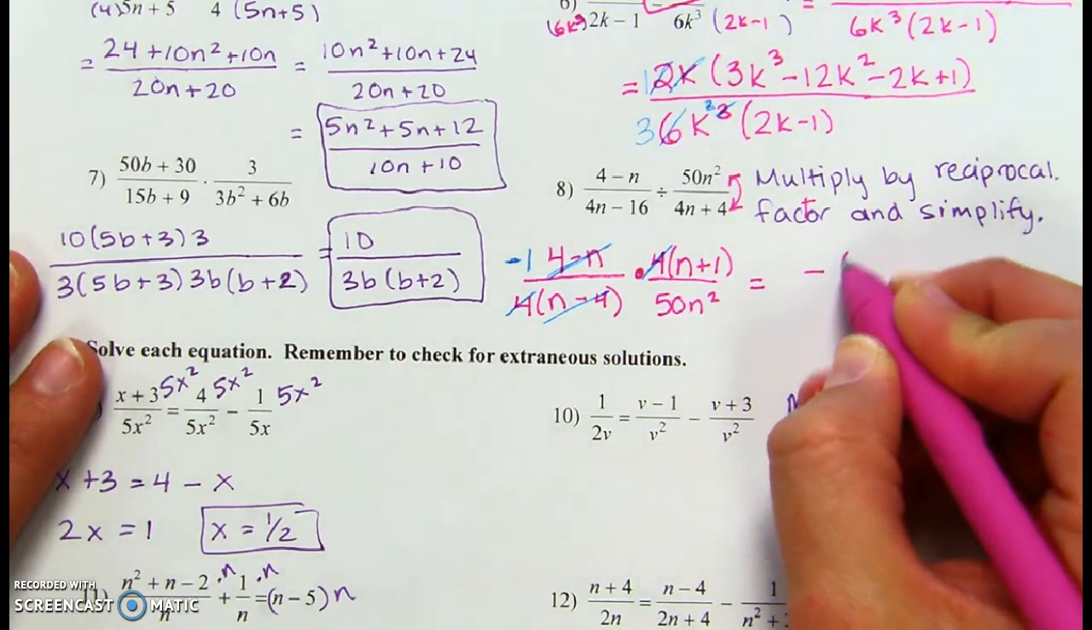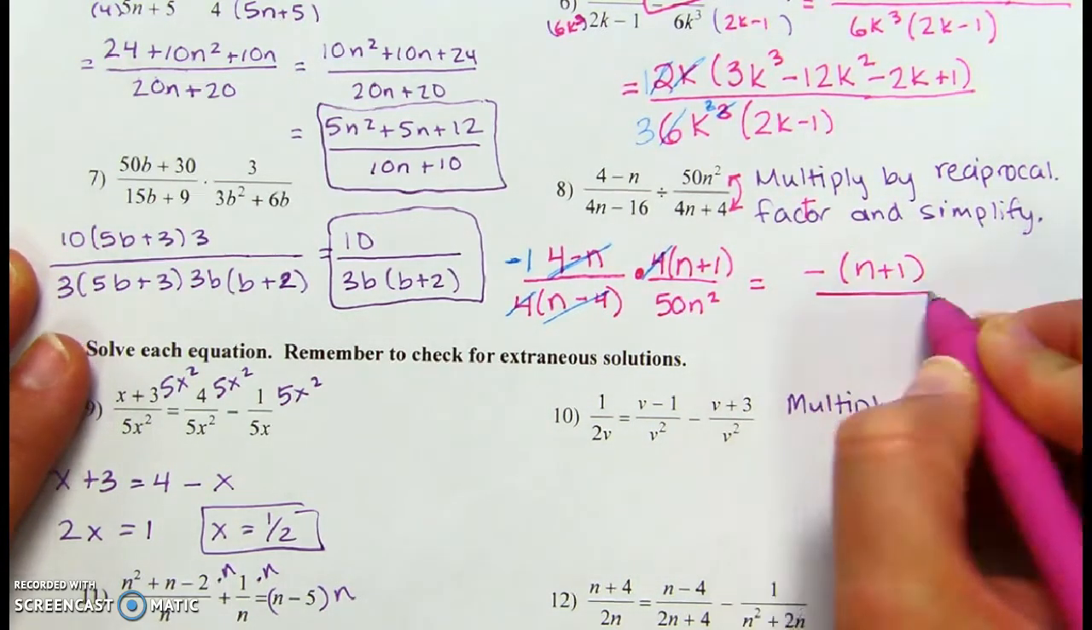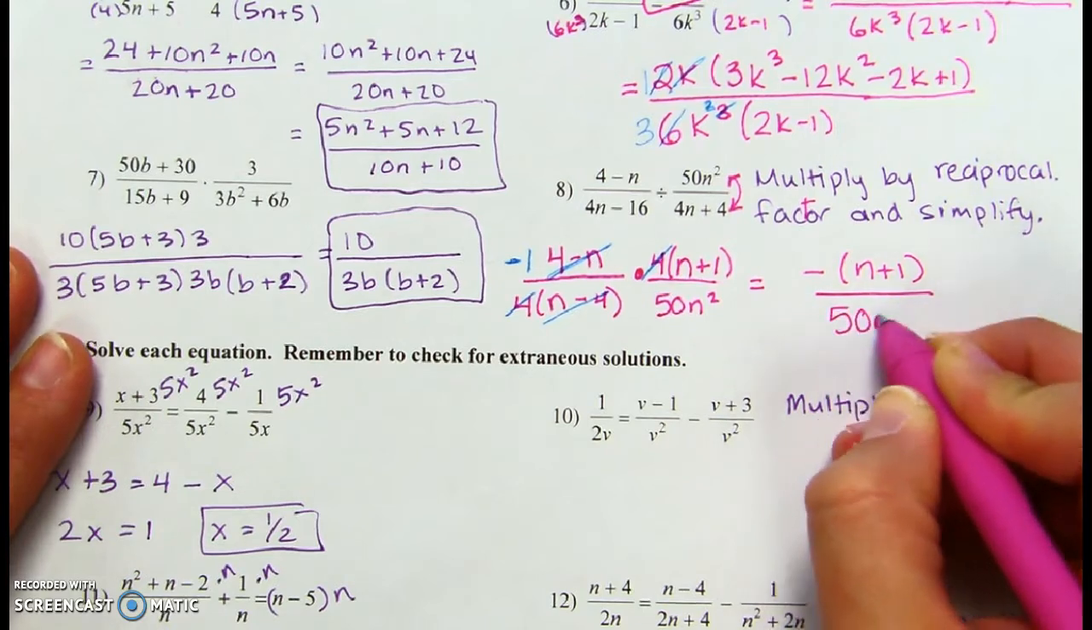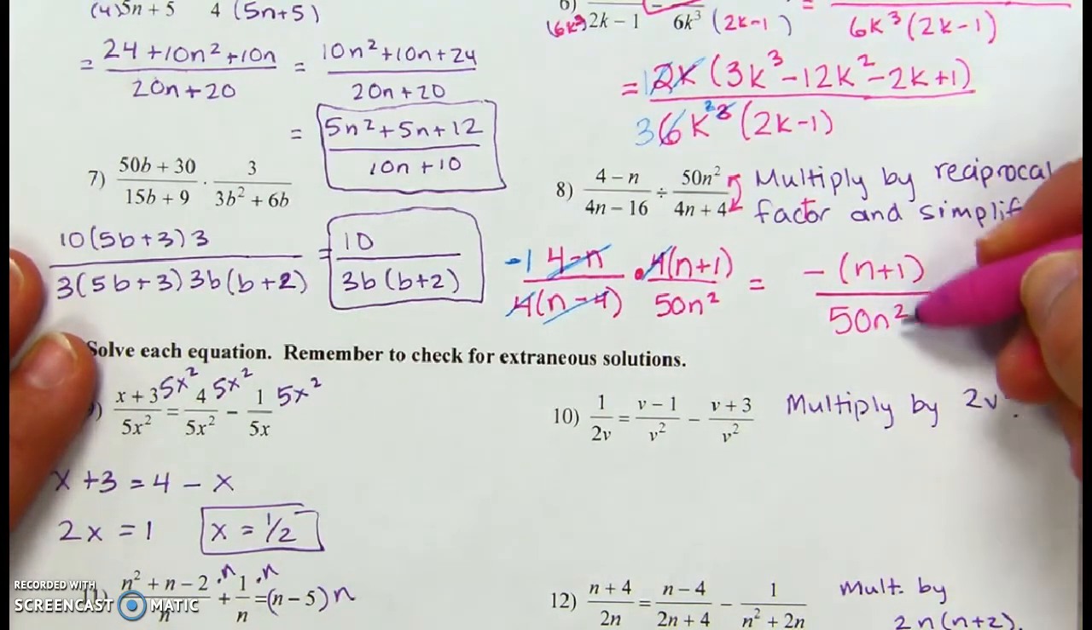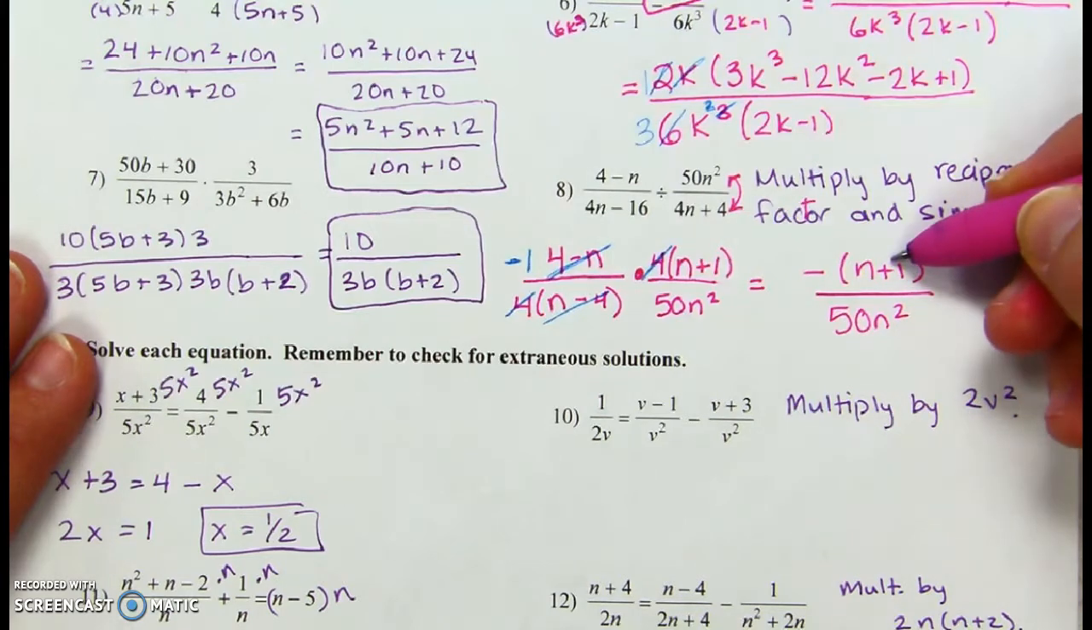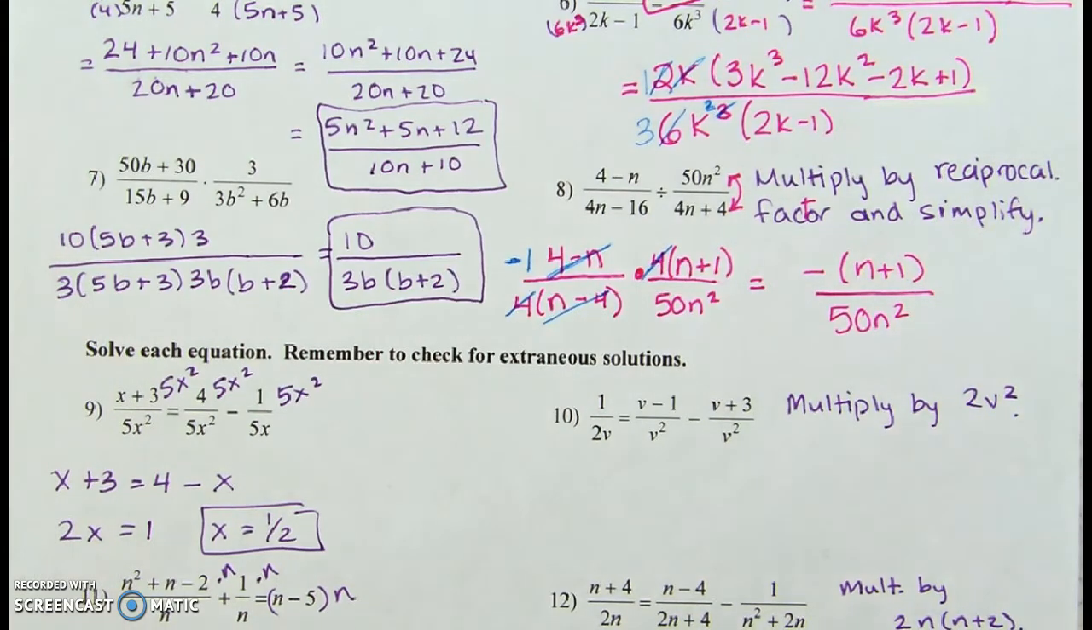I think we're done. What do you guys think? Can we cancel this n? Why not? How come you can't cancel it? It's next to a plus sign. Next to a plus sign, it's not a factor.